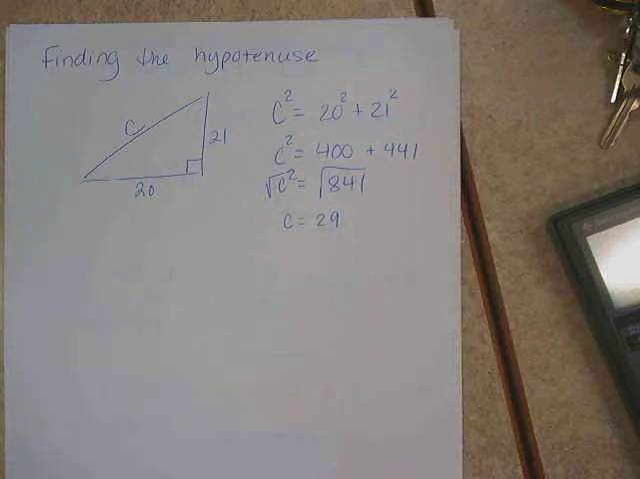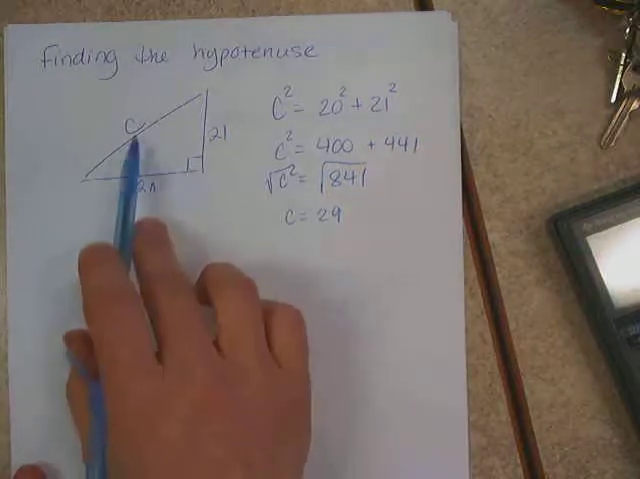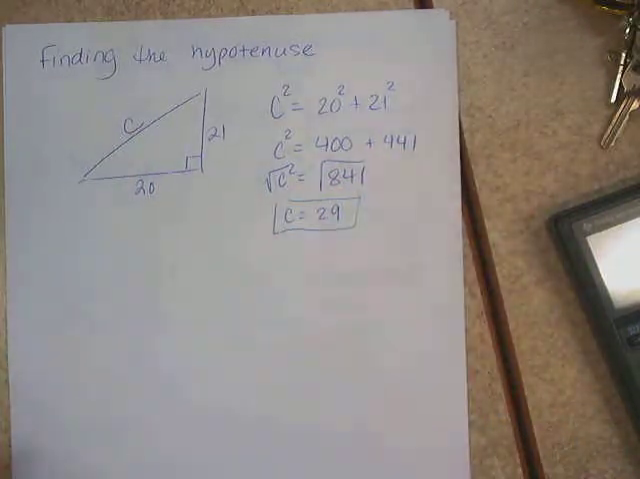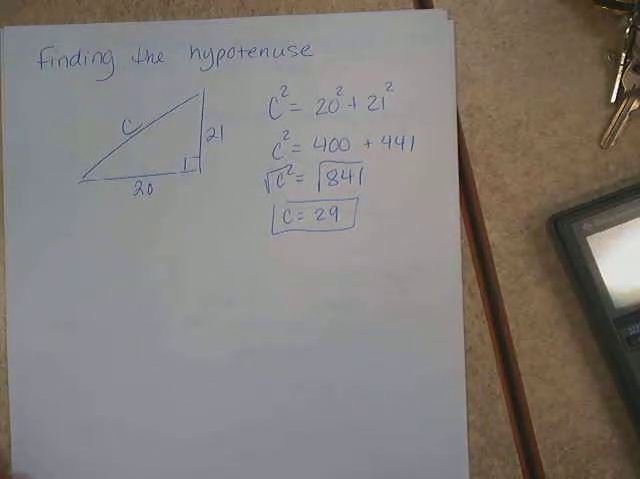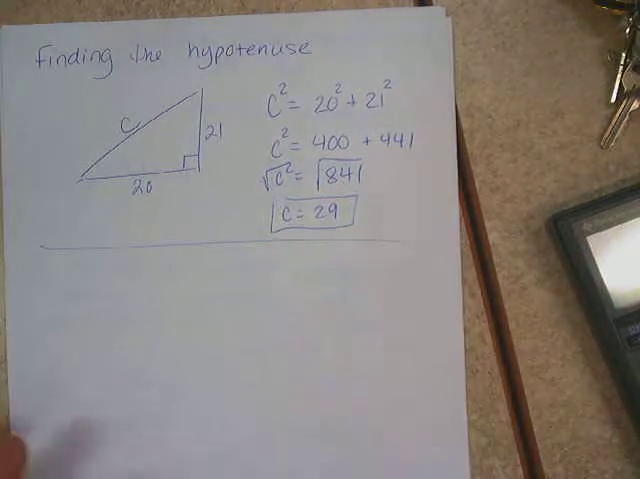If you take the square root and it is not a perfect square, you're going to have to simplify the radical, okay? But at least check it first. It'll save you the time of going through finding prime factors. So the hypotenuse should be 29 units in this case.